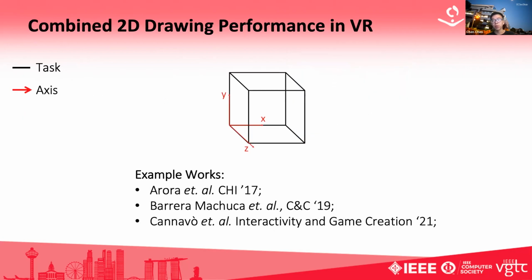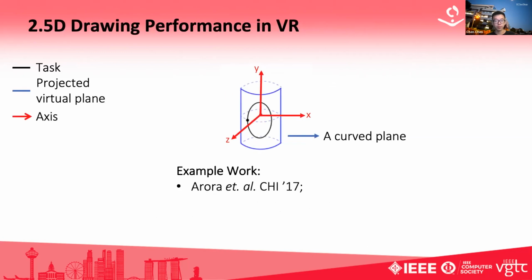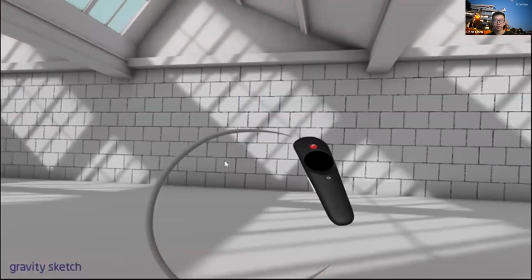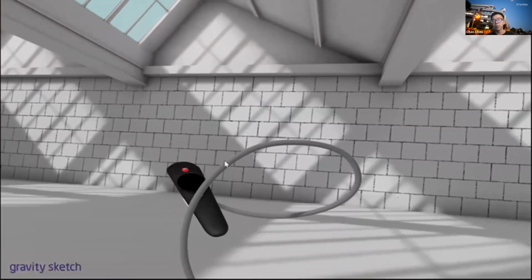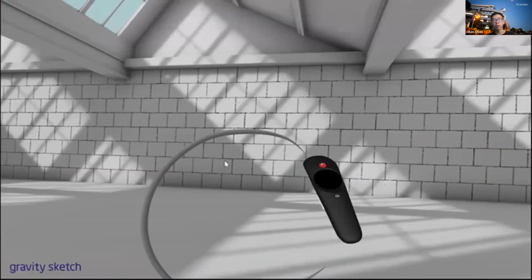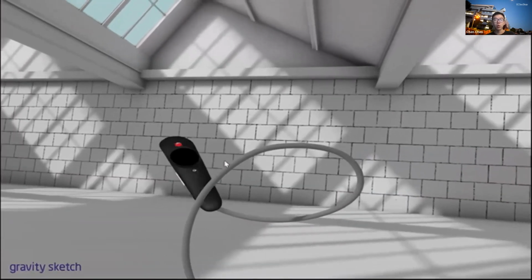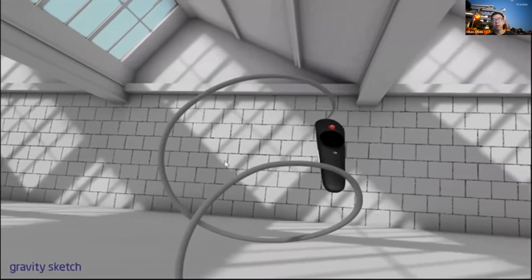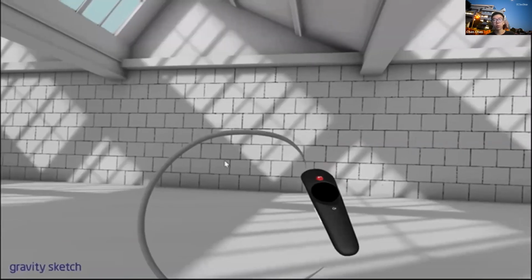Some works also focus on the drawing performance of what we call combined 2D tasks, such as a cube. A few other works also focus on 2.5D tasks, such as a planar circle projected on a curved surface. However, there is still a lack of understanding of human drawing performance on a true 3D curve, which could only be described by three orthonormal bases.